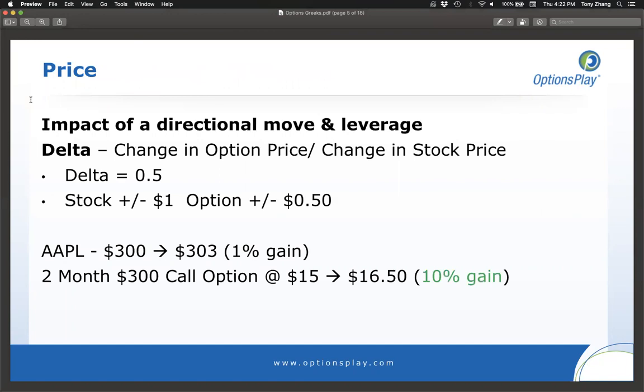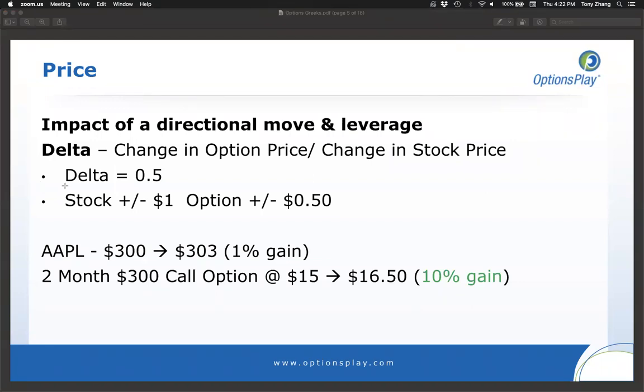So I'm going to start off by talking about the most important one, which is price, or delta. Delta gives us an understanding of the impact that a directional move of a stock has on our options position. Every single option will have a delta. What delta tells us is the change in the option price with respect to the change in the underlying stock price. Because every single option that we trade has an underlying stock, what we want to know is how much our option is going to move with respect to a certain move of the underlying stock.